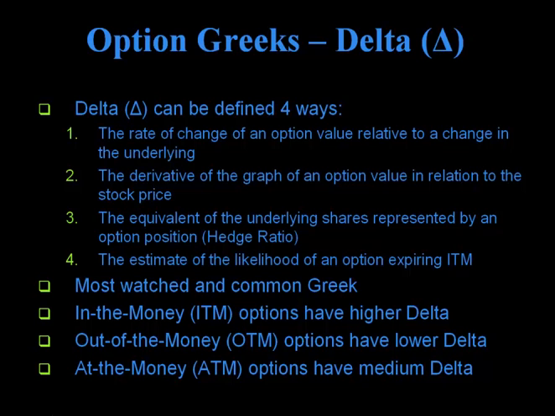Before we do, delta is probably the most watched and common Greek. In the money options, as a rule, have higher delta. Out of the money options have lower delta. At the money options have medium delta. Higher, lower, and medium. How do you define what's higher and lower and medium? Well, why don't we go into that and you'll see.